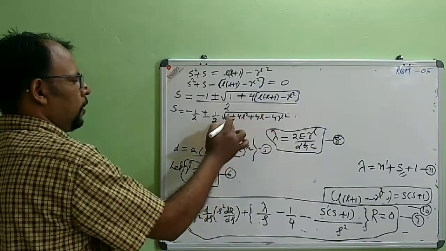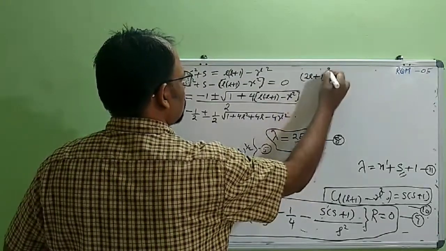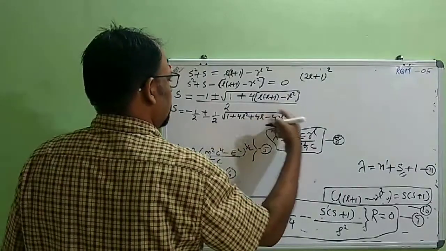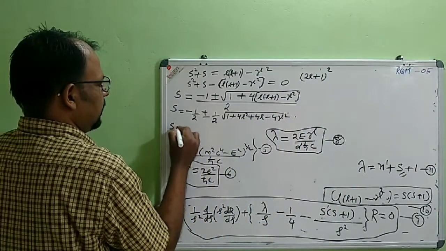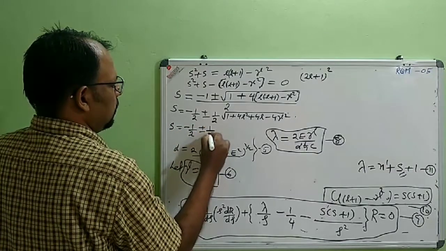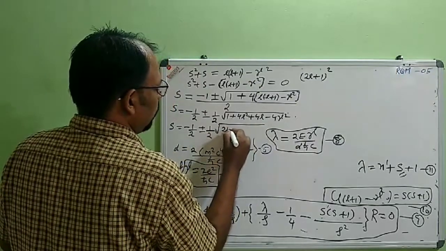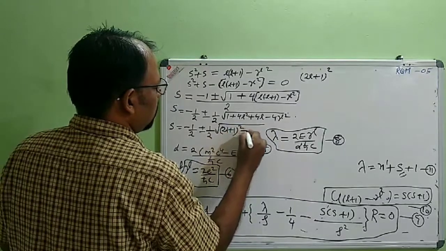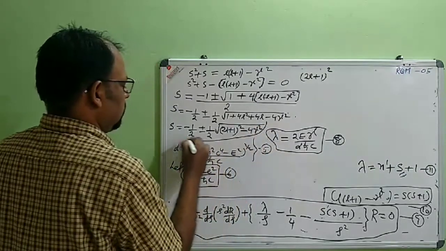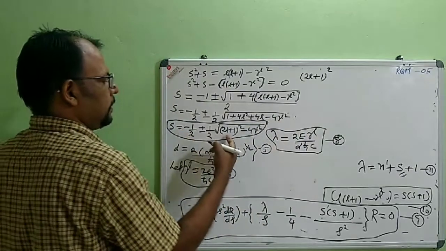4L square plus 4L plus 1 can be written as 2L plus 1 the whole square. So this term will be 2L plus 1 the whole square. So we will be having s as minus 1 by 2 plus or minus 1 by 2 into root of 2L plus 1 the whole square minus 4 gamma square. So this we have obtained for s, which is the relation connecting s and L.